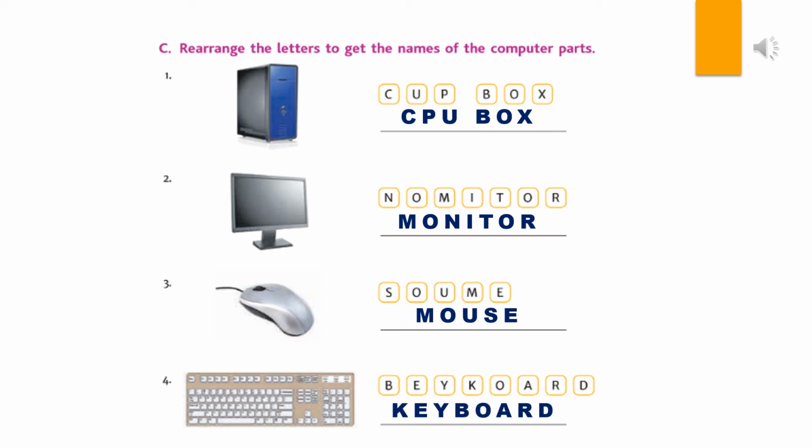So now let's go through the spellings. So the first one is CPU and box, BOX. The second one is MONITOR, monitor. The third, MOUSE, mouse. And the fourth, KEYBOARD, keyboard.